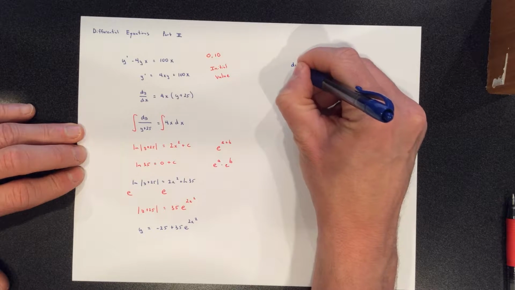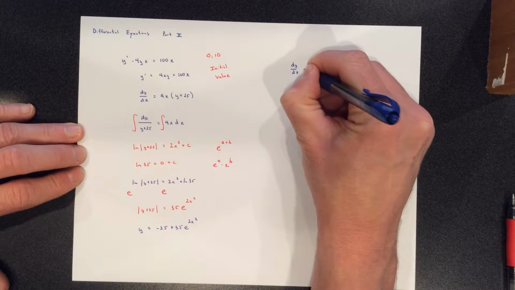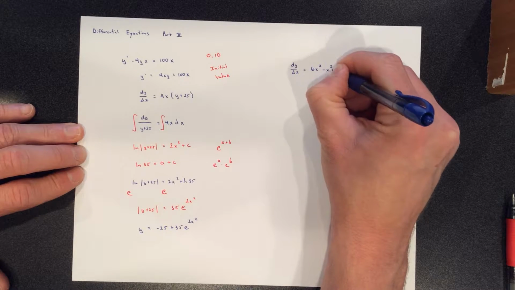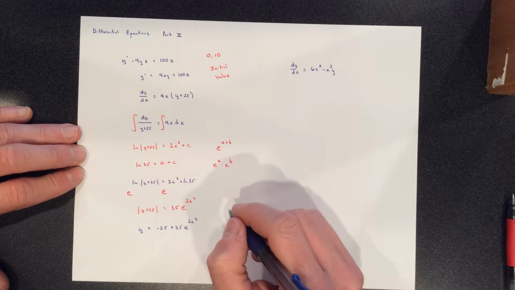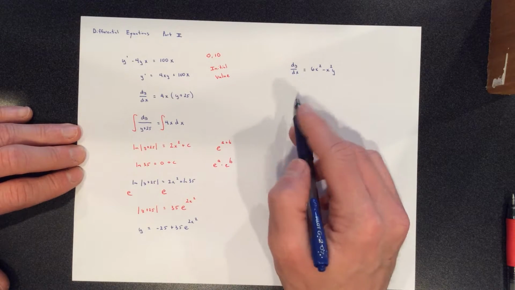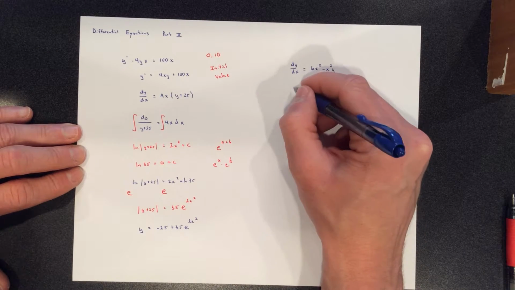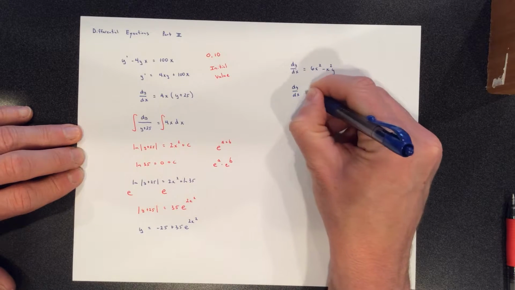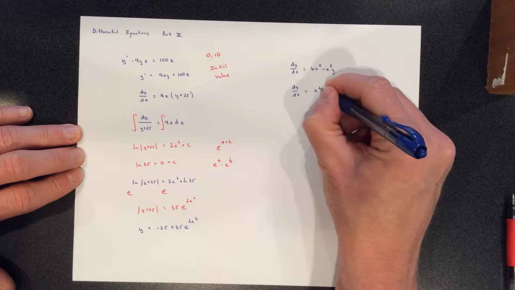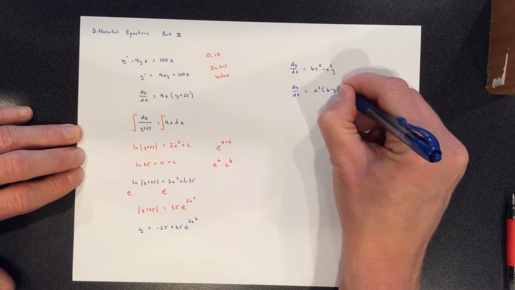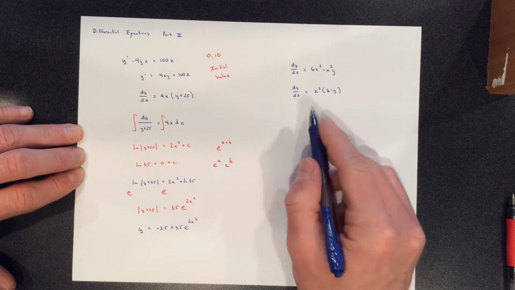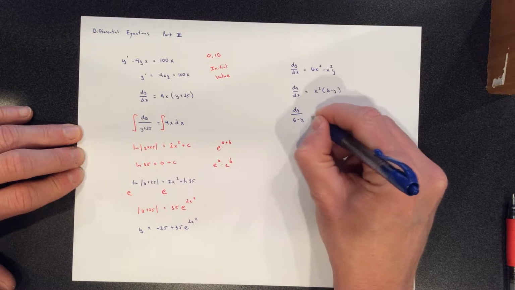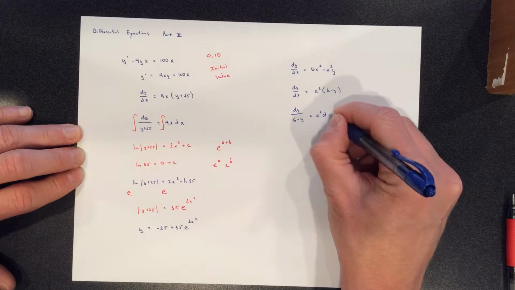How about dy/dx equals 6x squared minus x squared y? You look at that and you're like, what? That sounds probably pretty easy. Let's just factor an x squared. So dy/dx equals x squared times 6 minus y. All right, now I can separate. I get dy over 6 minus y equals x squared dx.